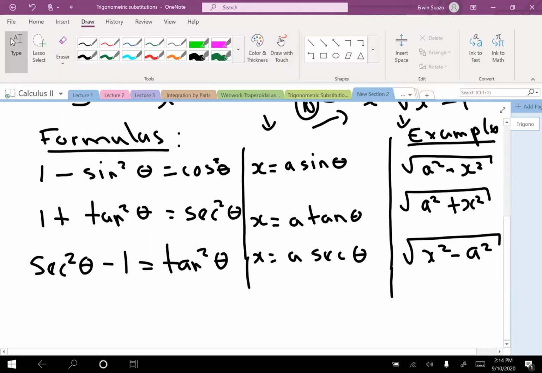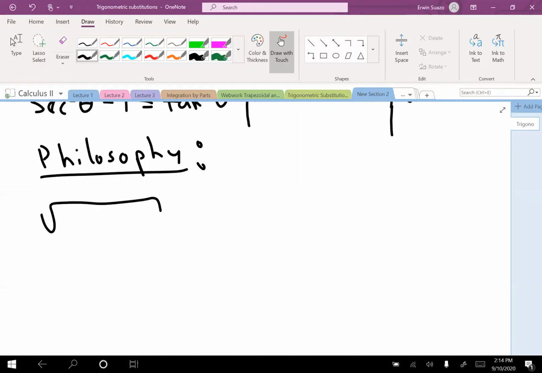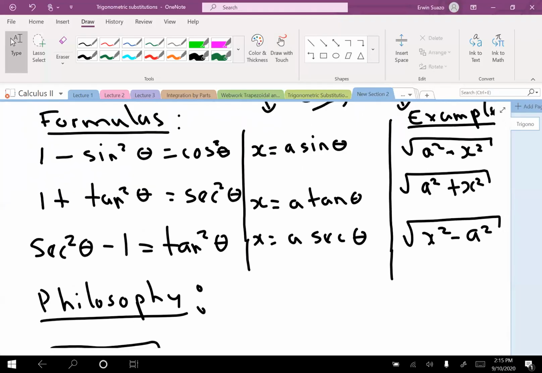Let me give you an example here. Let's put here the philosophy of the trick you're going to try to use. Suppose you have a square root of a squared minus x squared. The idea is you want to cancel such an ugly term. Square roots of a sum or a difference are really difficult. So you make a substitution. So if we look here, let's call them 1, 2, and 3.